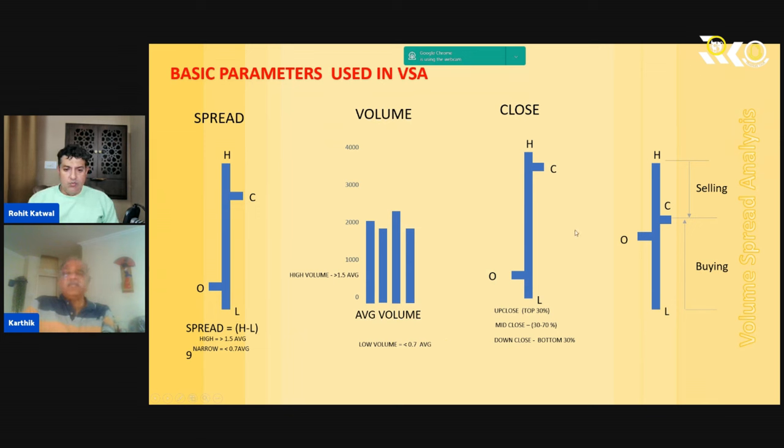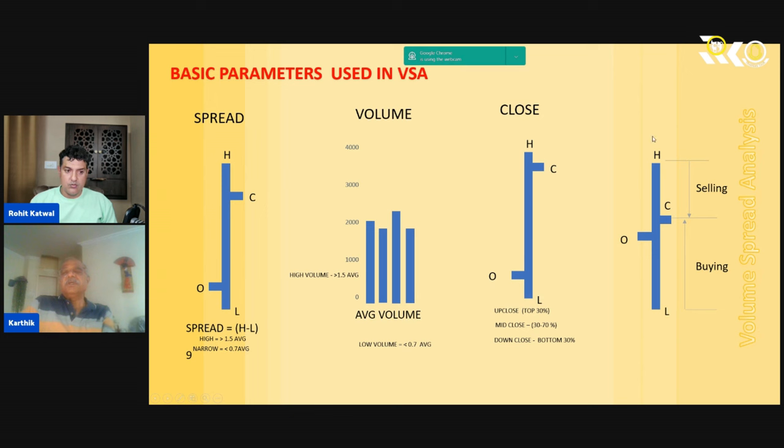And similarly, you have to see where the bar closes. You can say up close is when it is closing near the high. When it's closing near the middle of the bar, we would say mid close. And when it is closing at the low of the bar, we would say down close.